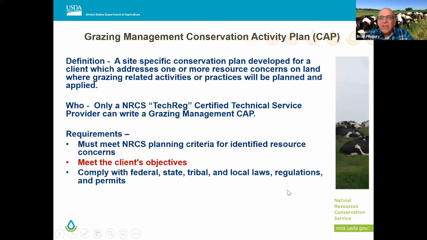Okay, I want to talk just a couple minutes before we go on to Matt, and Matt's going to cover this in more detail, about the grazing management plan. But I want to talk a little bit about what's involved with the grazing management plan. So it's a site-specific conservation plan that we're developing with the client that addresses the resource concerns that we just talked about with grazing type practices, grazing related practices, and grazing design.